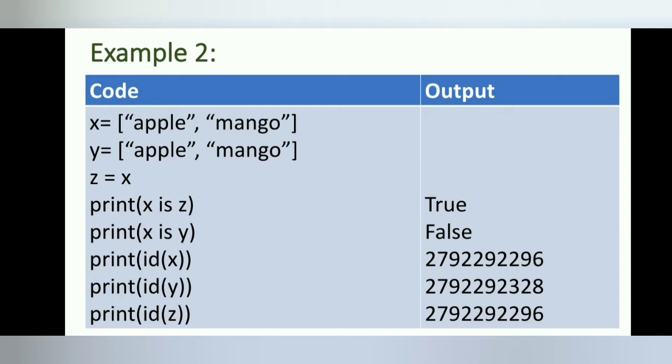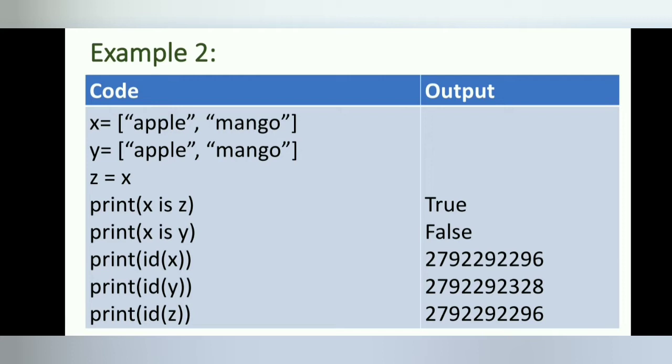Print id(X), print id(Y), print id(Z). The last three lines displayed the memory locations of variables X, Y and Z. Here X and Z are pointing to the same memory location, so they are identical. So the result of print X is Z is true. According to the is operator definition, the result is true if both the variables point to the same memory location. It is false otherwise. The variable Y points to a different memory location, so X and Y are not identical. So the output of print X is Y is false.